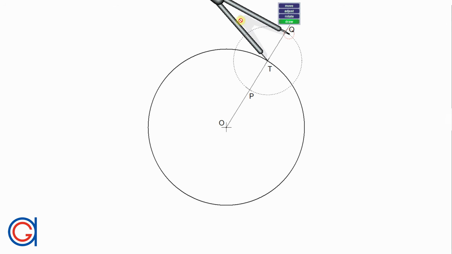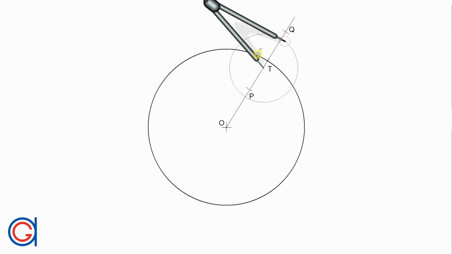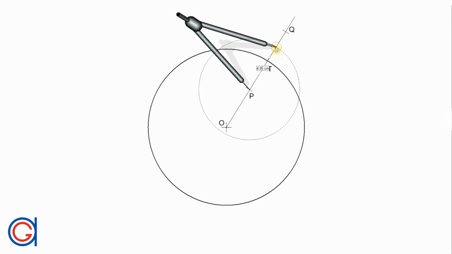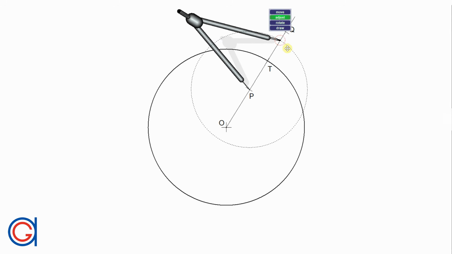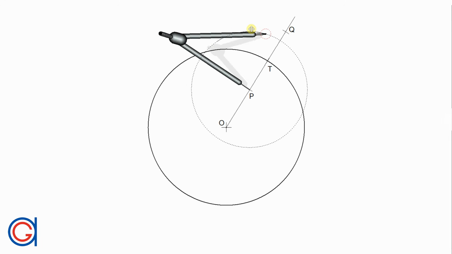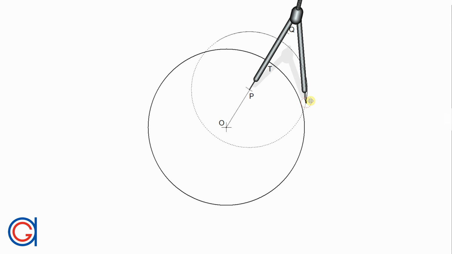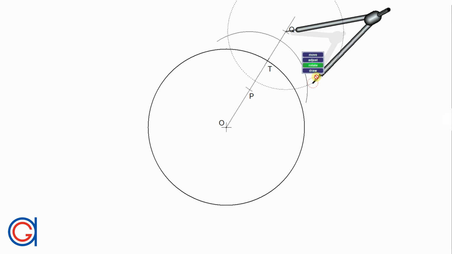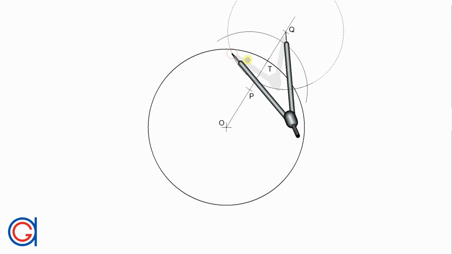So to continue, setting our compass on point P and setting our compass to a radius slightly larger than half the line segment PQ, we're going to work out the perpendicular bisector of this line segment by drawing two arcs above and below the line, as can be seen here. And now with the same radius and setting the compass on point Q, we'll draw another two arcs intersecting our previously drawn arcs at 2 points, as can be seen here.